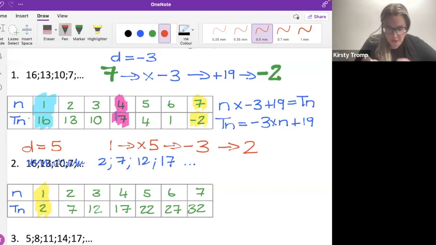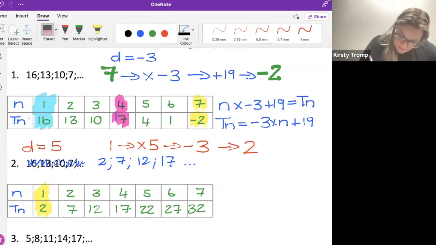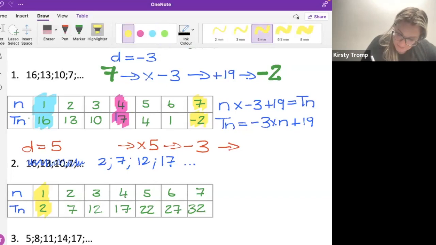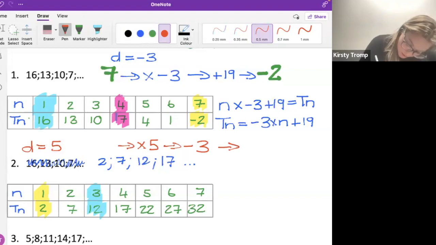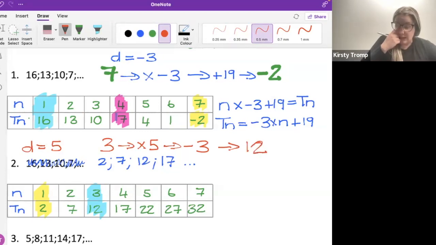Let's check and make sure. Let's see if it works for another one. So let's do the number 3 for ourselves. We're going to leave the operation in the middle the same. Let's go highlight the third one for ourselves. Right, so 3 times by 5 gives me 15. And 15 minus 3 gives me 12. Is that what the answer is? Yes, it is. Oh, I love number patterns. It just makes so much sense.